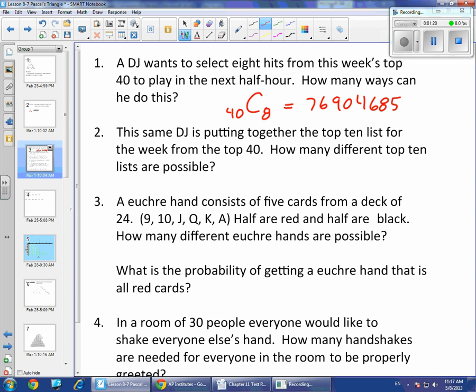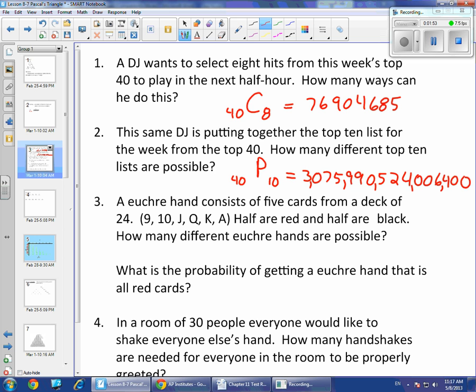Now, if he was putting those into a list, either if he was making a playlist or if he was putting together a top 10 list, something like this, instead of using a combination, you would use a permutation. So 40P10. This would be where order does matter. If there's a first, second, third, and fourth song, you use a permutation. If they're just in a group, you use a combination. So this value is much larger: 307,599,052,400,640. So notice, much bigger.